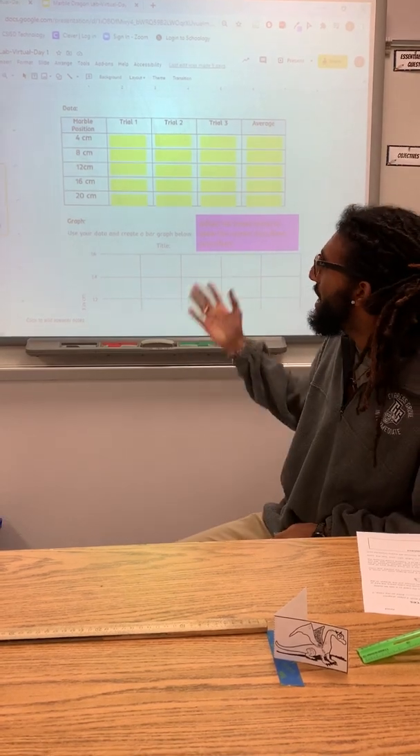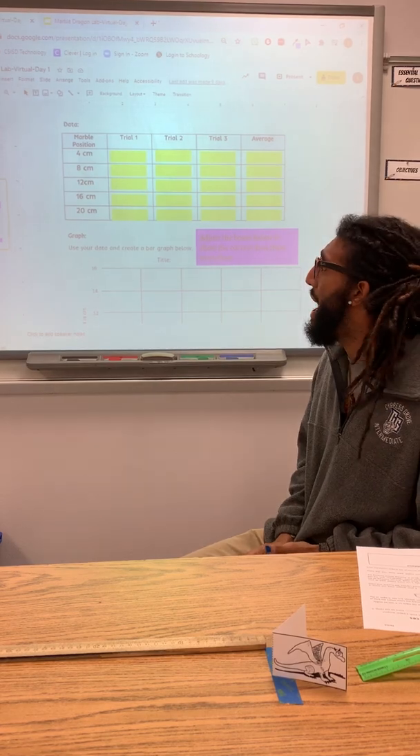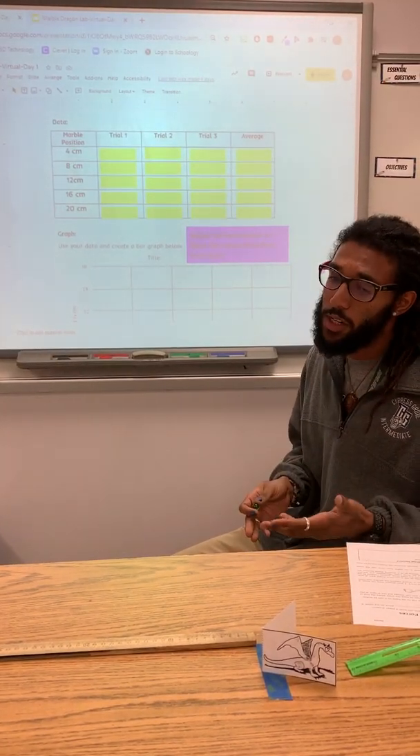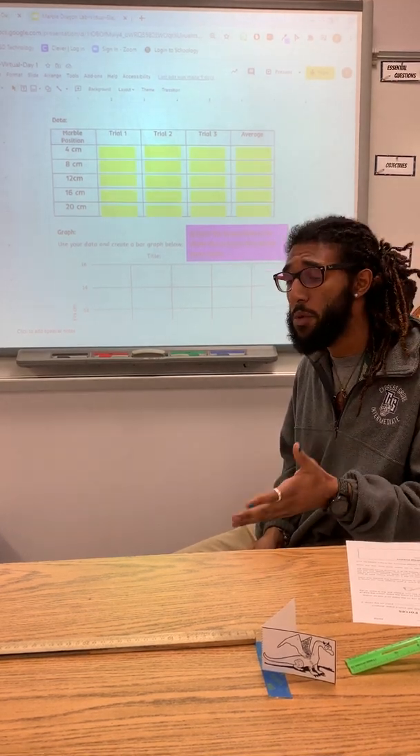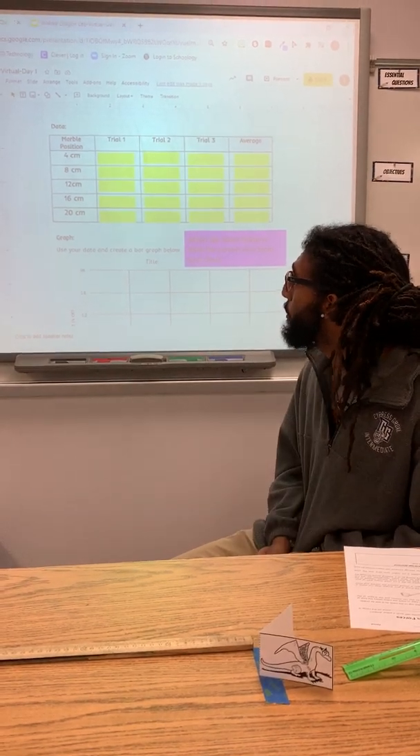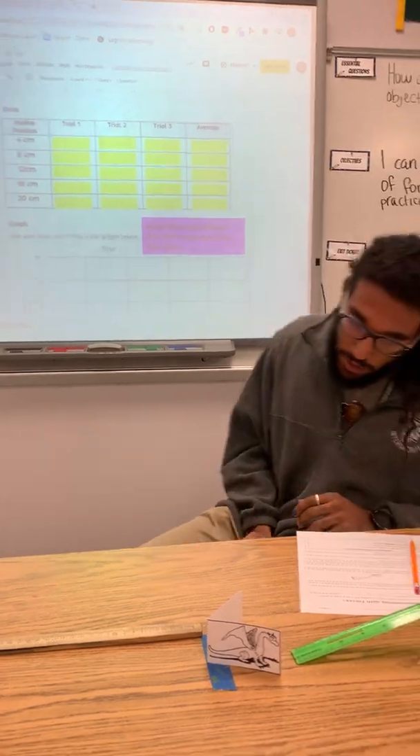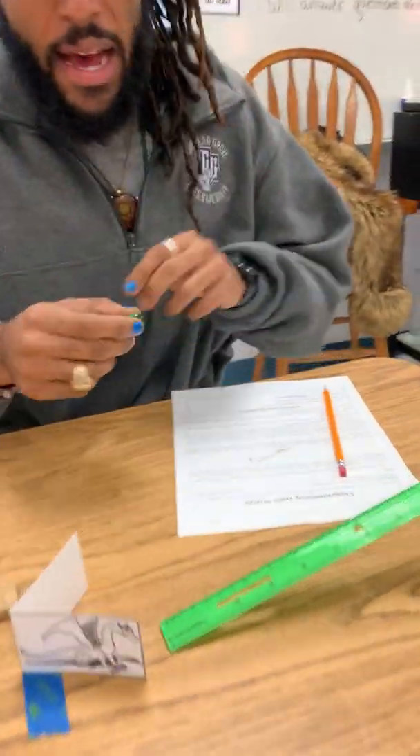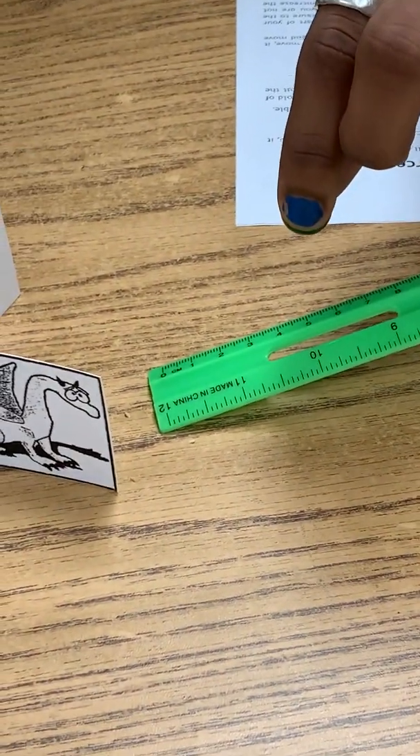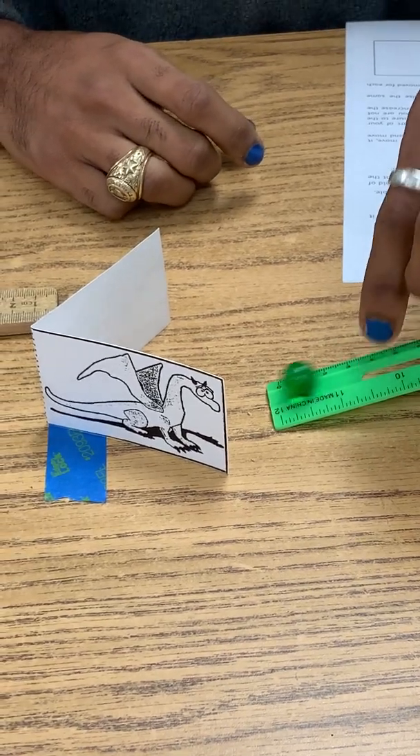Looking at our data table, we're going to position the marble at 5 different points on the ramp, and then observe how far the paper dragon moves after the marble rolls down the ramp. The first starting position says 4 centimeters. So I'm going to place my marble at the 4 centimeter mark on my ramp, and then roll it down.